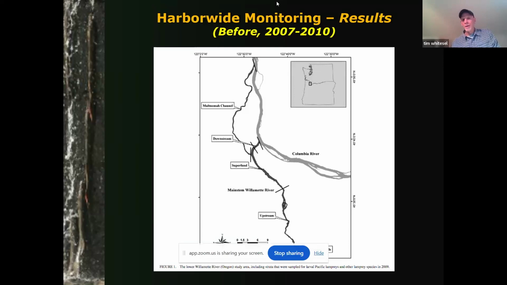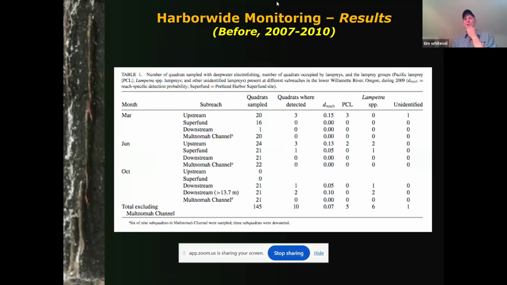We've got the lower Willamette, and then we've got Multnomah Channel. So 4 subreaches. So we did a bunch of sampling. And this is just a quick summary of that sampling. But really what you can see from this table is that we found lamprey, larval lamprey, in a variety of seasons, spring, summer, fall. We didn't happen to sample in the winter.